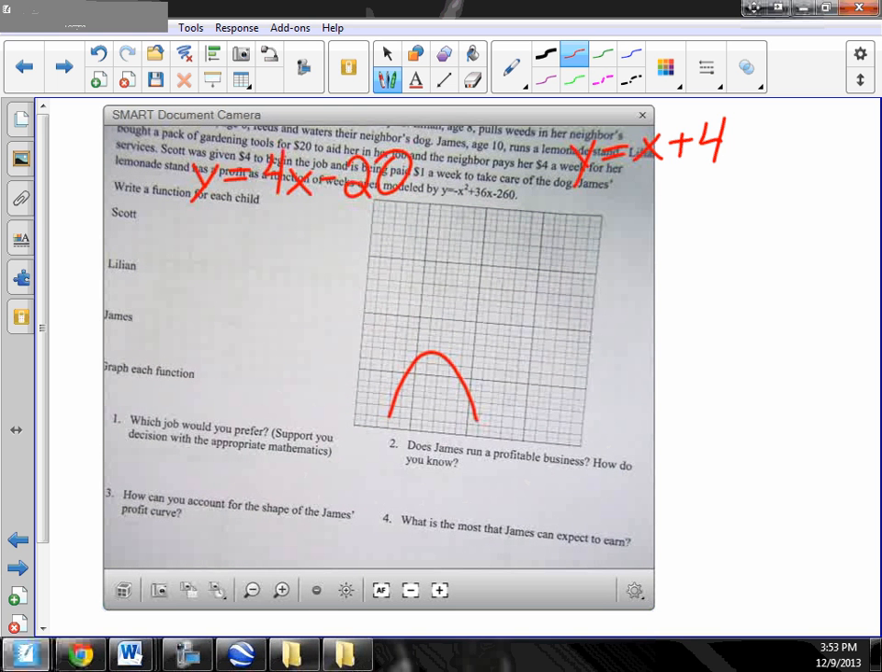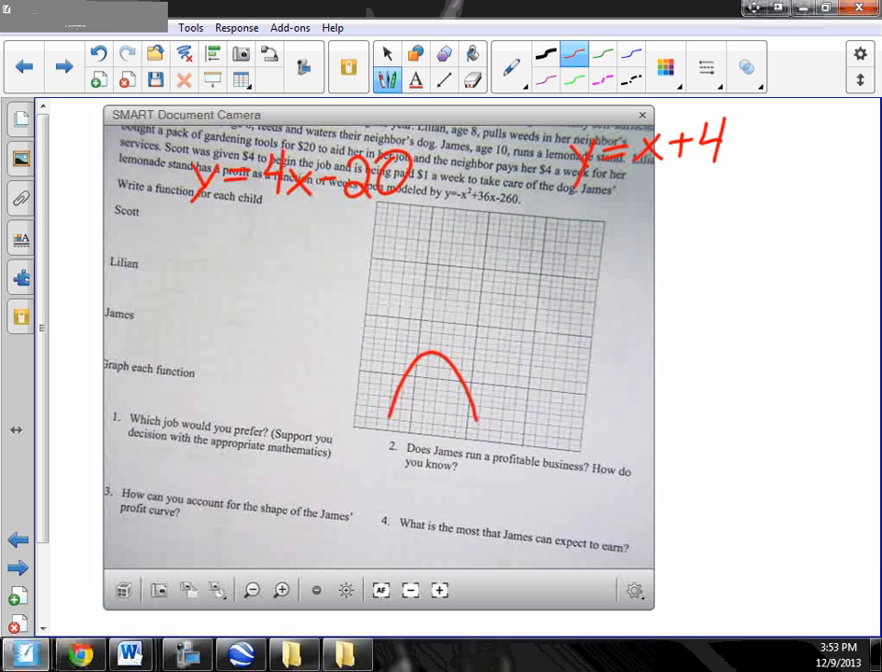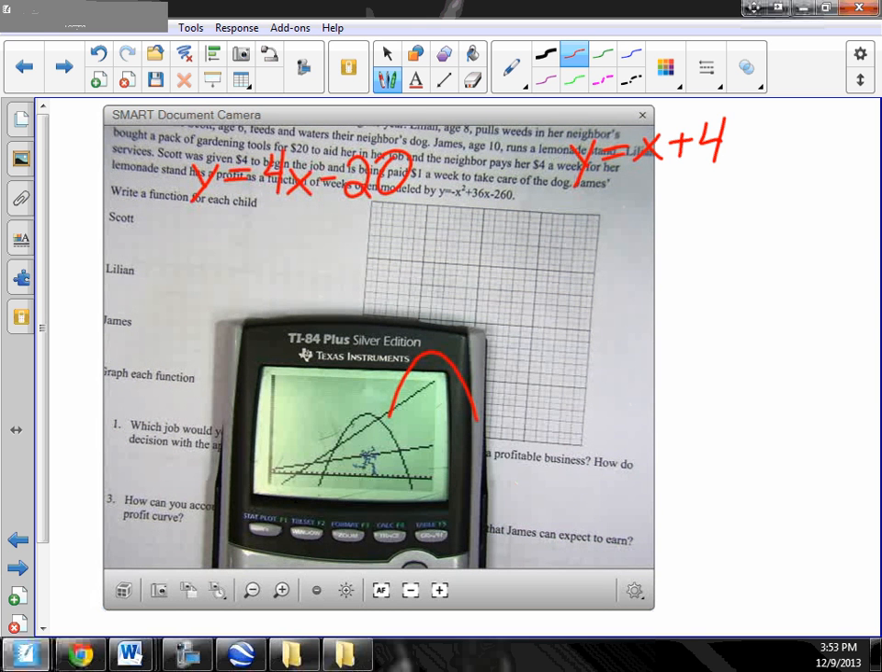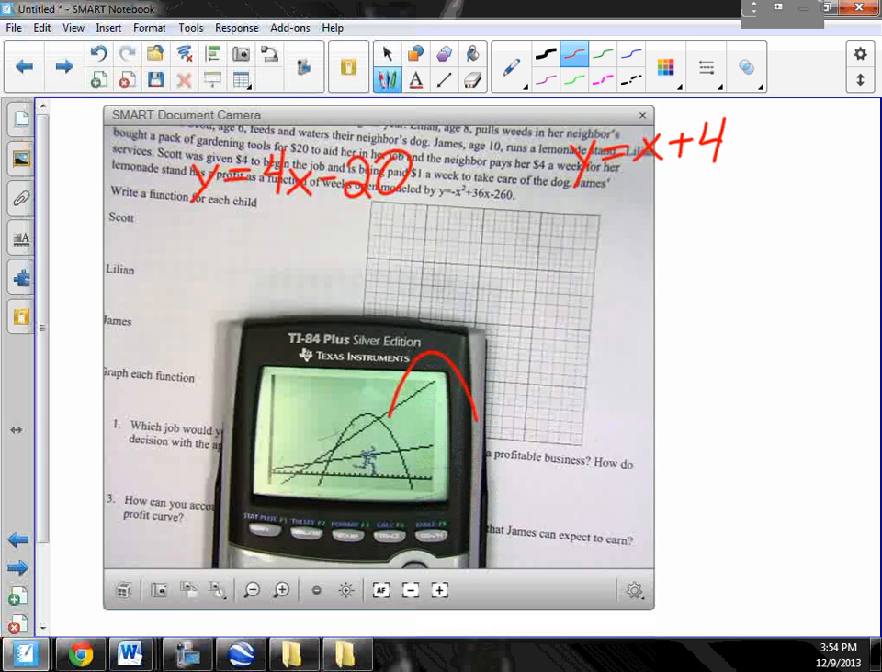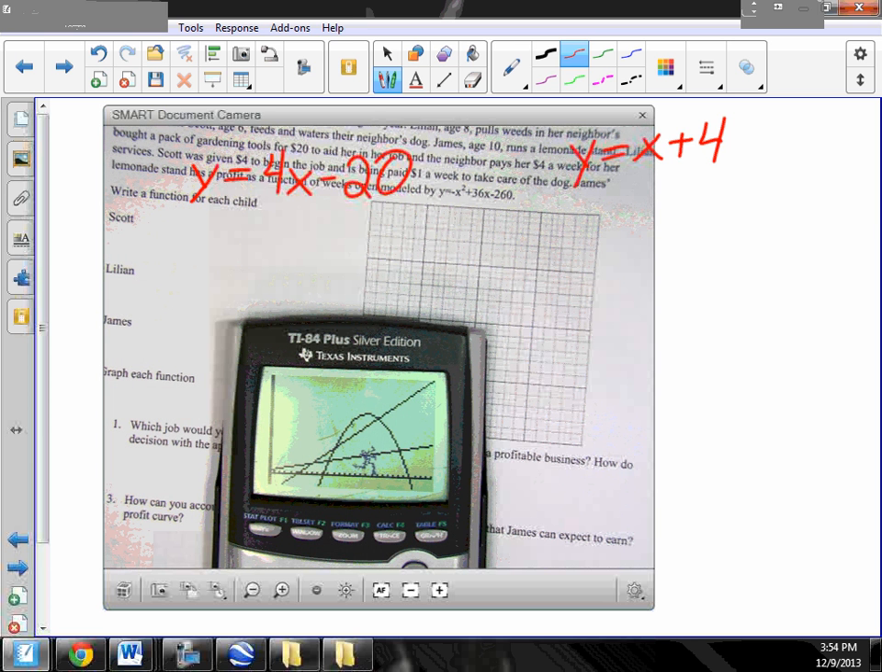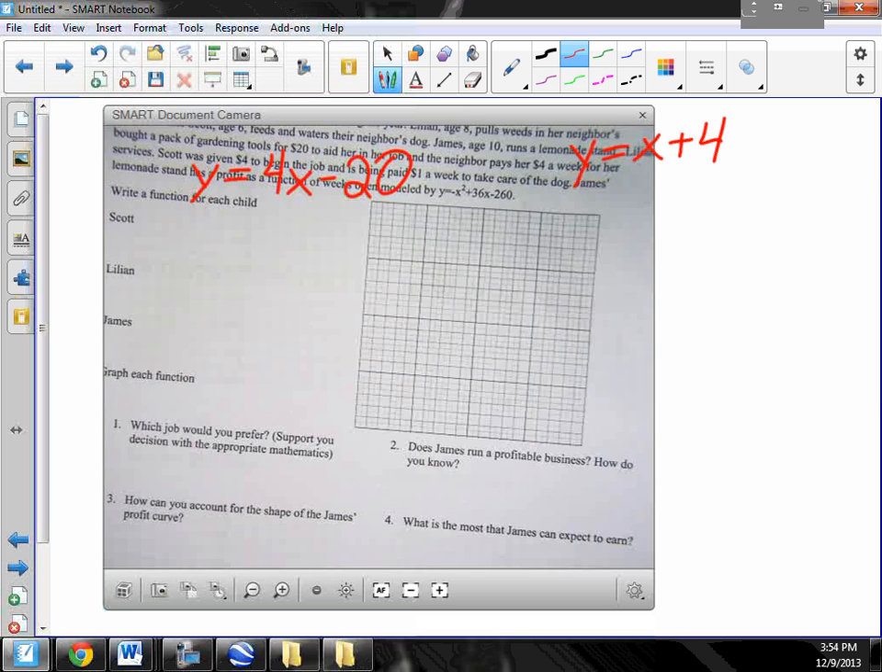Okay, number 3. How can you account for the shape of James's profit curve? So you need to write something that describes why he started out negative 260 in the hole, and then he gained a bunch of money, and then he started losing money. So you need to come up with some reason, something to do with his lemonade stand that explains why the graph would be shaped that way. Okay. And then the rest of these questions you're just going to answer using the calc button in your calculator.